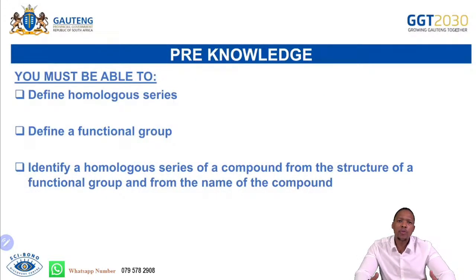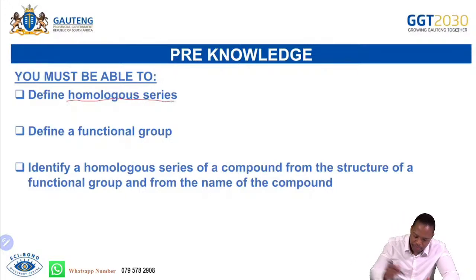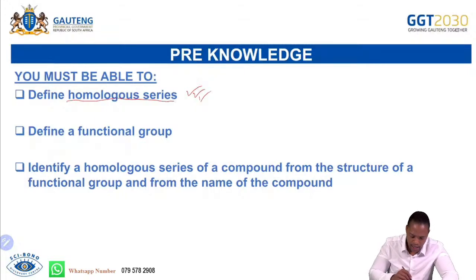Okay, so what is it that you must come here knowing? What is the pre-knowledge that is expected of you for you to be able to understand this lesson easier? Well, we expect that you are able to at least define a homologous series. Okay, you must be able to define a homologous series. We've done this since the beginning of our organic chemistry sessions. I hope it shows the importance of this definition. This definition is very, very important, grade 12. Each and every one of us must be able to define a homologous series and also define a functional group.